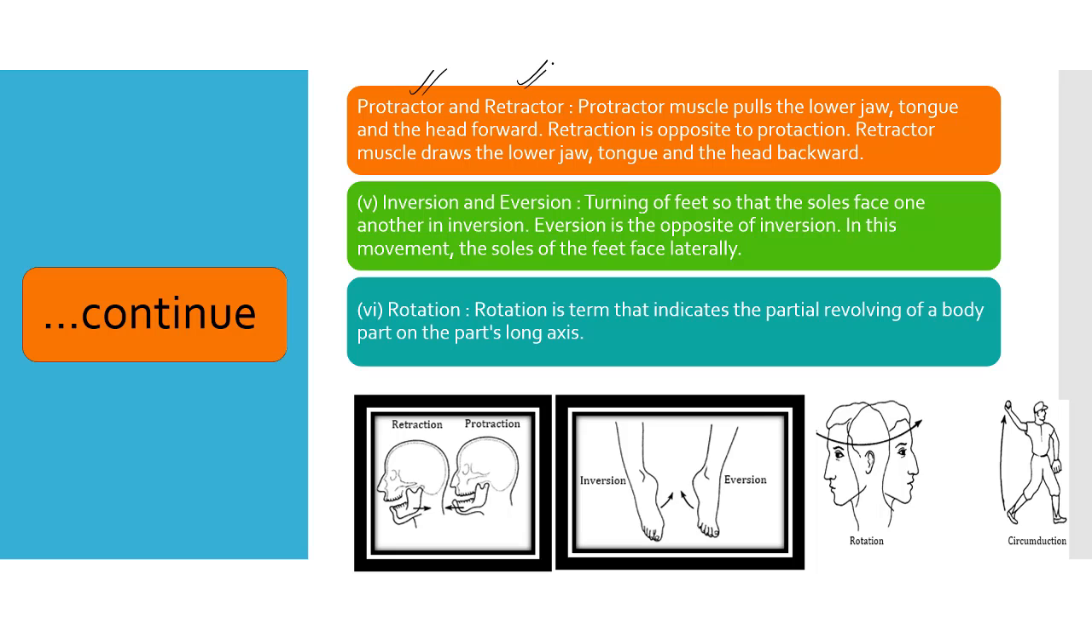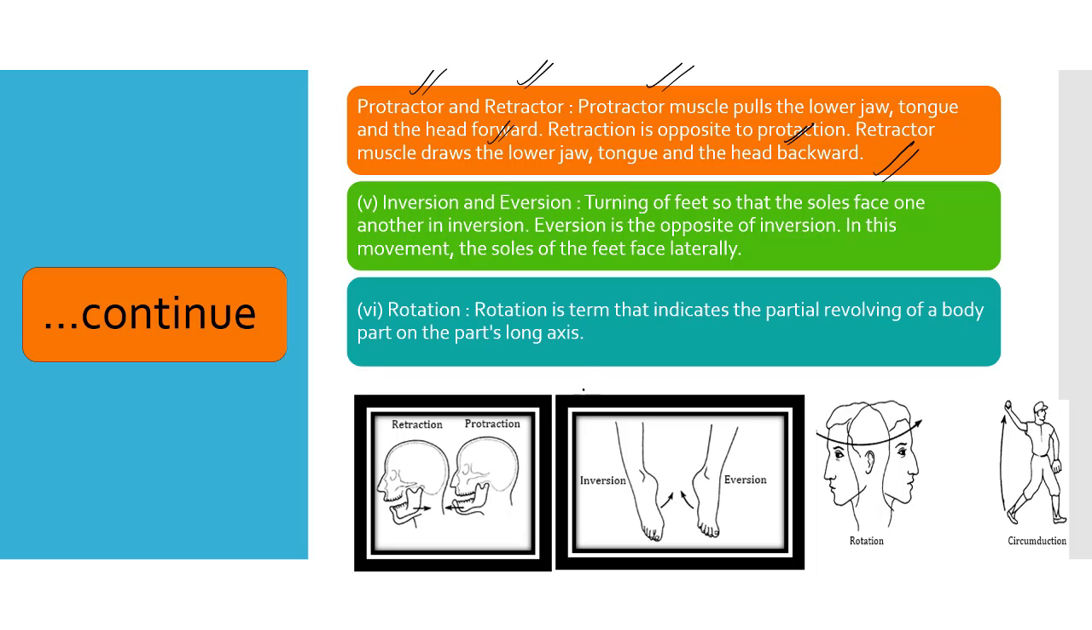Protractor and retractor. Okay, it is for mandible, jawbone. Protractor muscle pulls the lower jaw, tongue and head forward. Retraction is opposite to protraction. Protraction means if you slide or glide your lower jaw, okay, to come forward. When I am making that, that's why my voice is getting modulated. Retraction muscles draw the lower jaw, tongue and head backward.